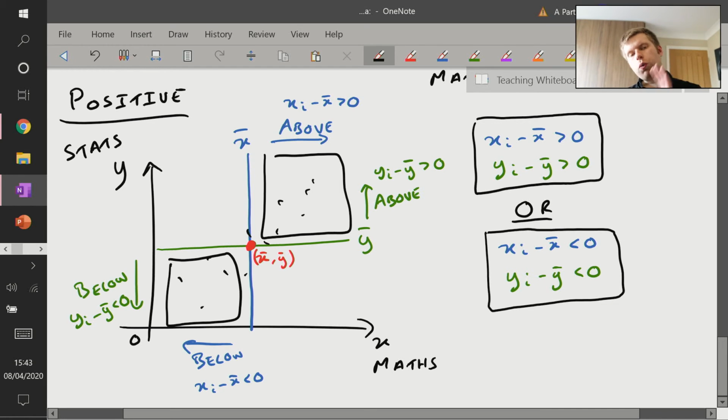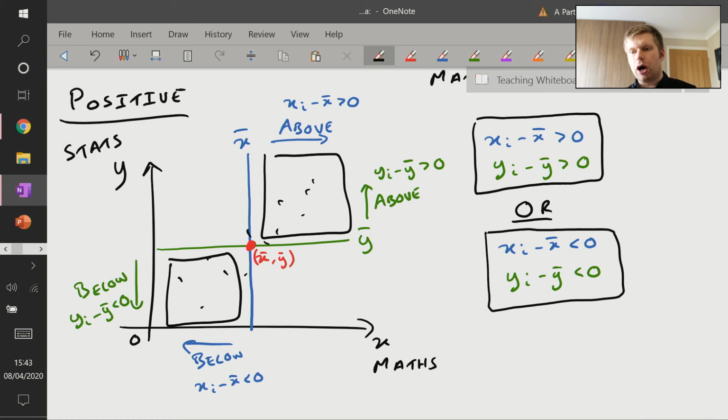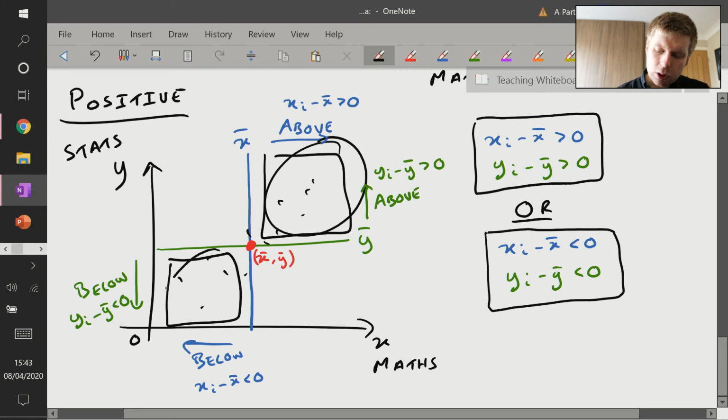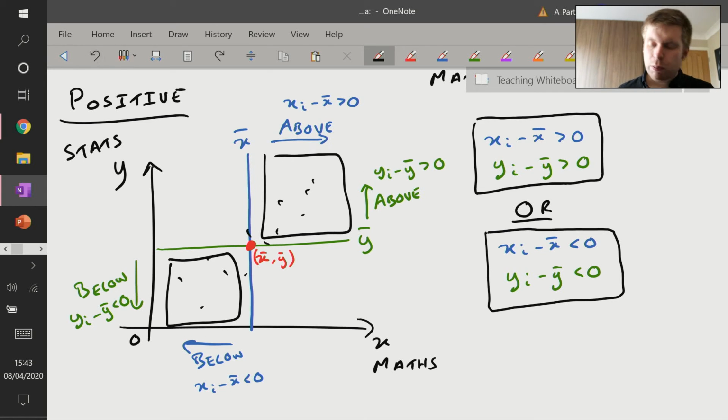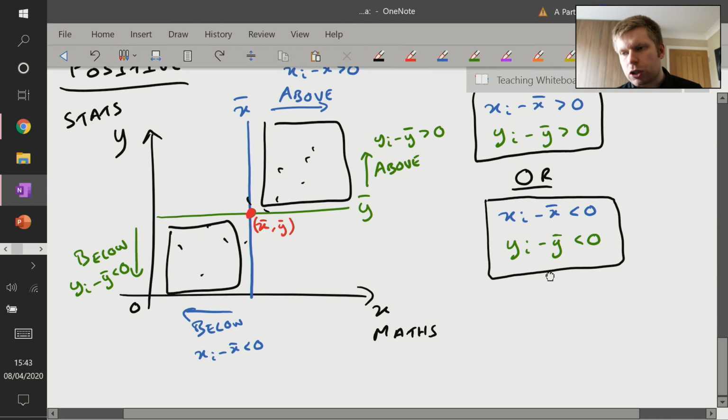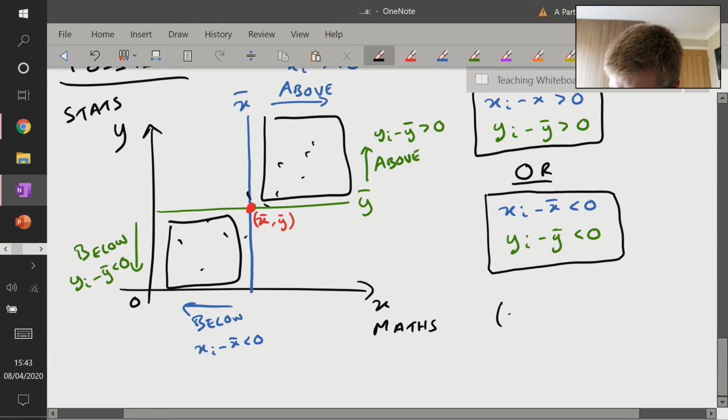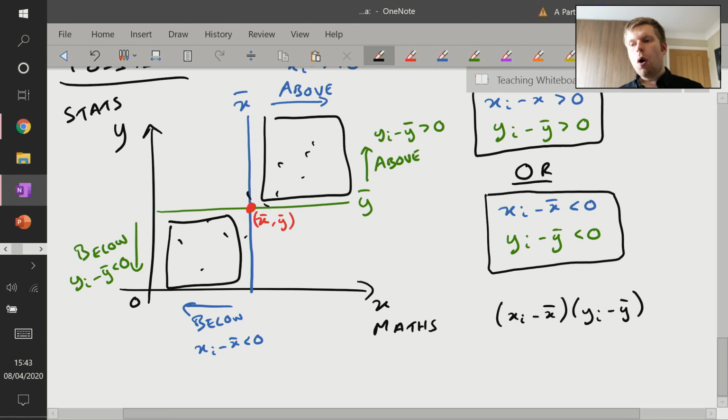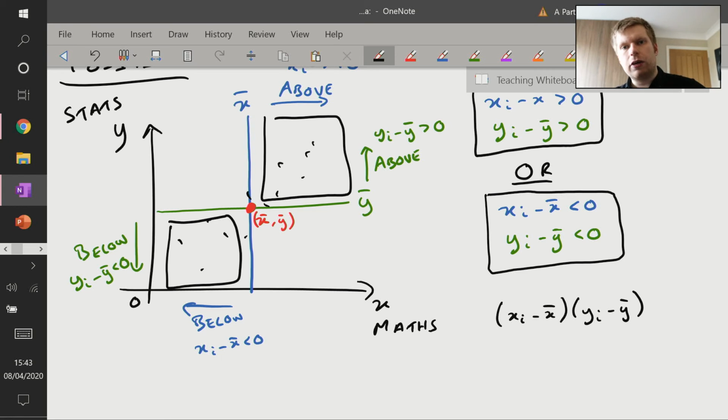So what I want to do is try and combine this together in some way to get a meaningful measure of saying you lie in either this quadrant or this quadrant. That's where the majority of your data lies. Well, look what happens if I multiply those two values together. If I take xi minus x bar and multiply it by yi minus y bar, in other words, the difference in the maths score and the difference in the stats score from the respective means, what happens if I multiply those two values together?